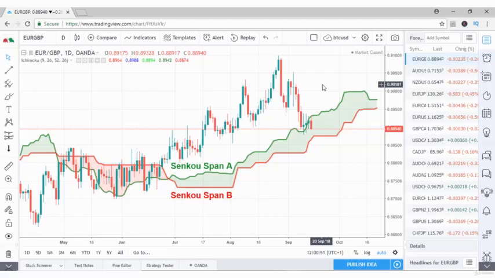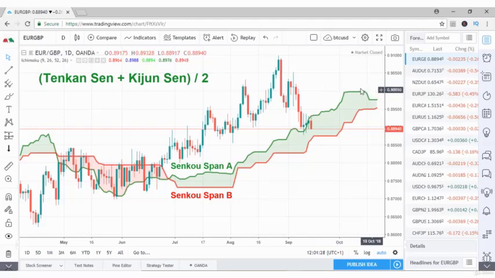To see how the cloud is formed, we need to have a look at the formula of each Senkou span. The Senkou span A is Tenkan-sen plus Kijun-sen, everything divided by 2. So it is an average of the two lines that we have already seen in this course, the red line, the Tenkan-sen, and the blue line, the Kijun-sen. For the Chikou span, that is the green line that we have already seen in this course, the price was shifted 26 periods backwards in the past. The Senkou span A is shifted 26 periods but forwards in the future.